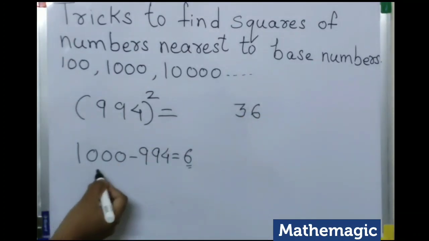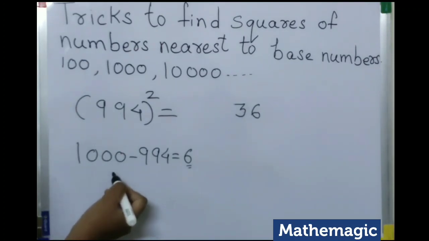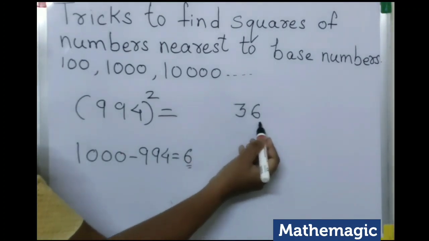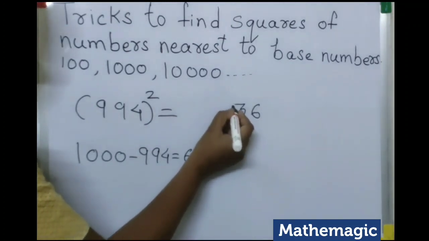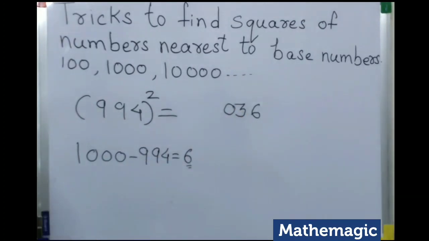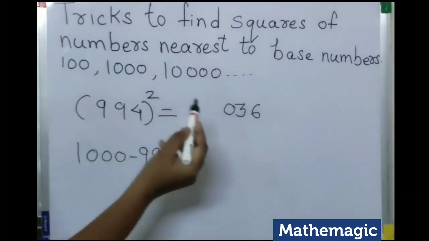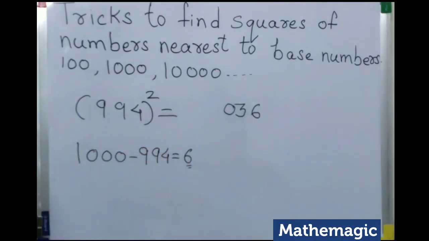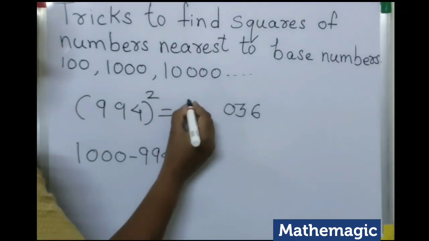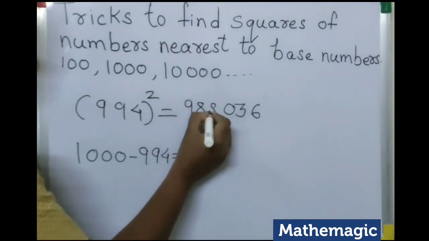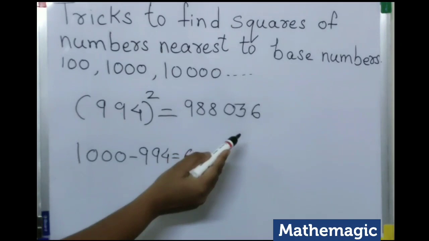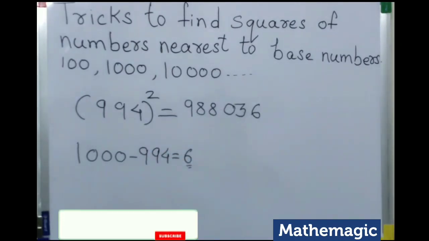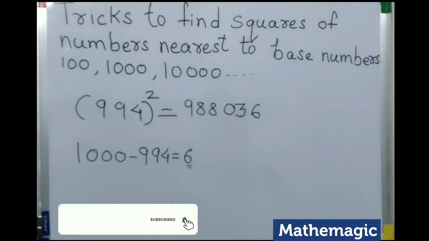But we have to see how many zeros are there in the base number. Here we are having 3 and only 2 digits we are having for the number 36. So I will add a 0 over here. And next step, that is we have to subtract this 6 from 994. So 994 minus 6 gives you 988. So the square of 994 is 988036.